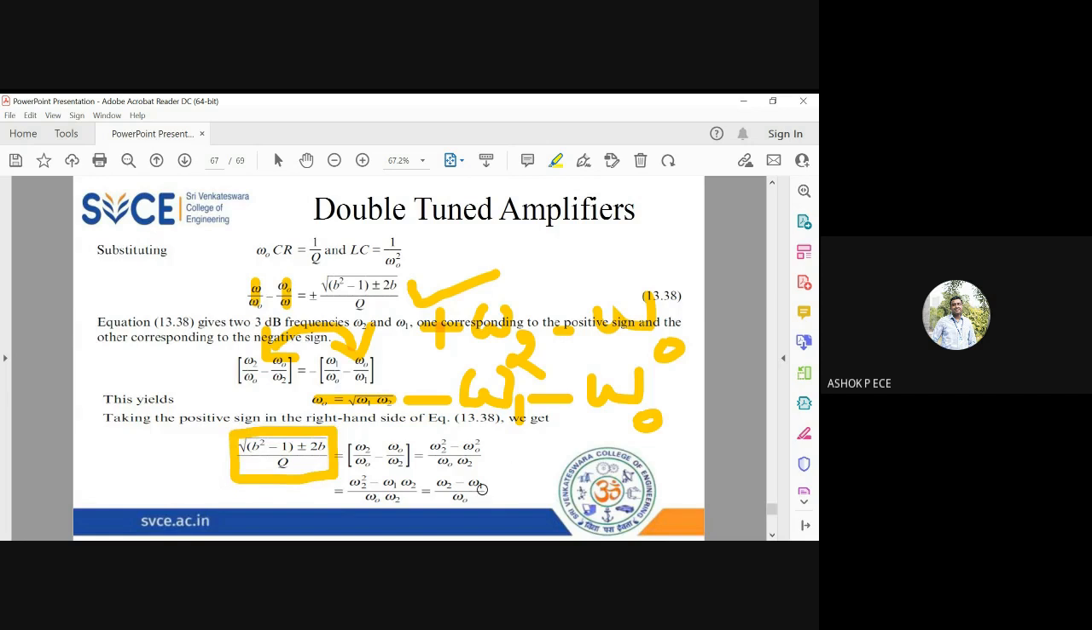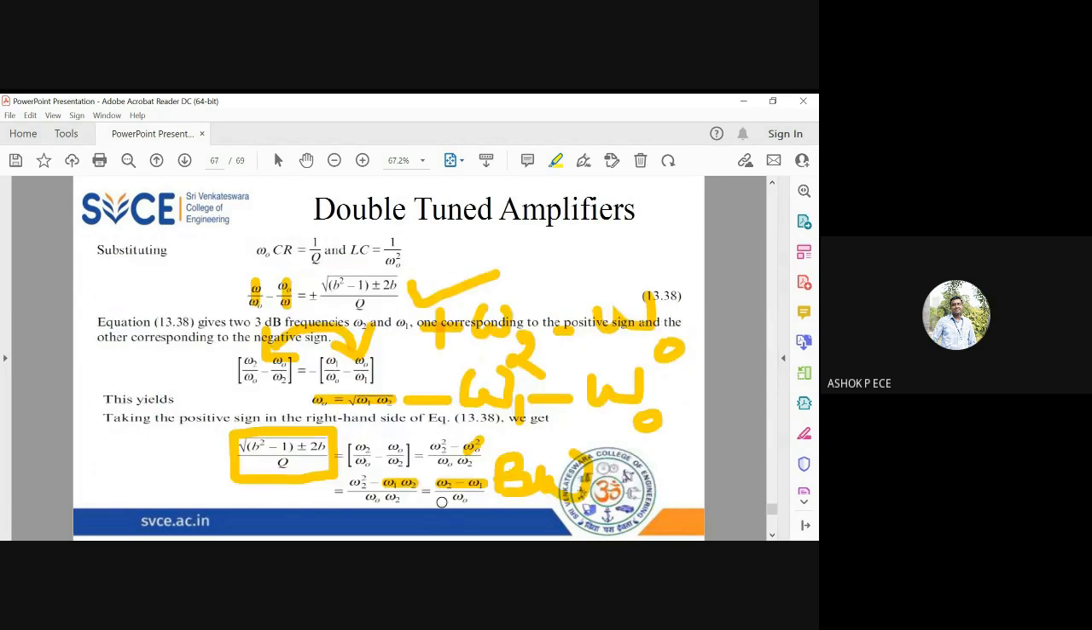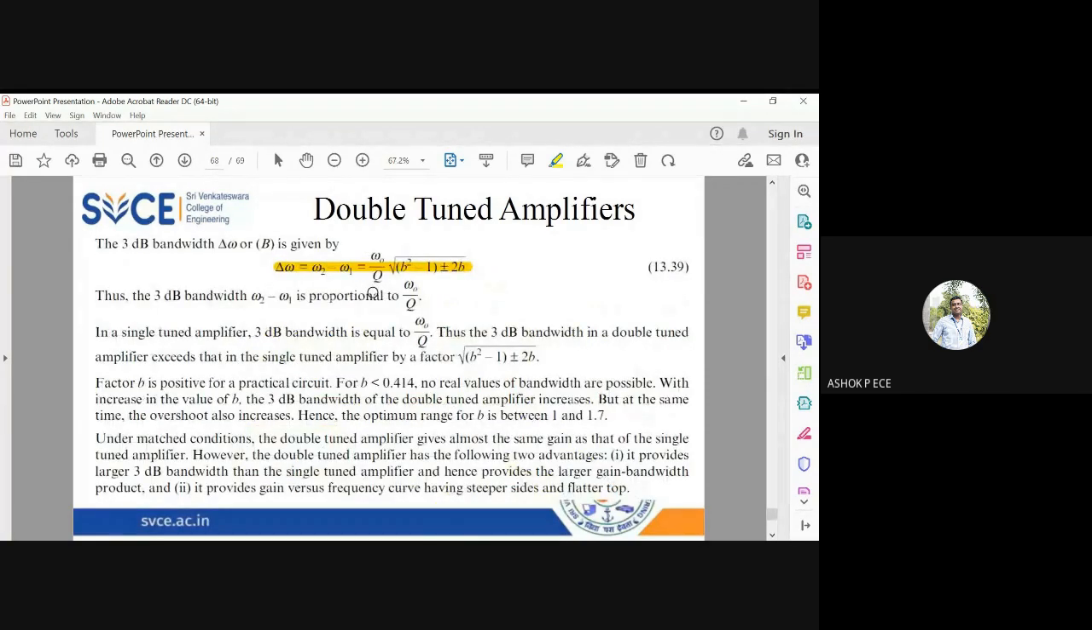I'm going to simplify. Omega naught square is omega 1 omega 2, so I can replace omega naught square by omega 1 omega 2. I can cancel one omega 2 throughout. So I will get omega 2 minus omega 1 by omega naught. What is omega 2 minus omega 1? It is going to be your bandwidth. So omega 2 minus omega 1 is going to be the bandwidth. I'm going to find that. So delta omega, the bandwidth omega 2 minus omega 1, equals, cross multiplied, omega naught by q into root of b square minus 1 plus or minus 2b.